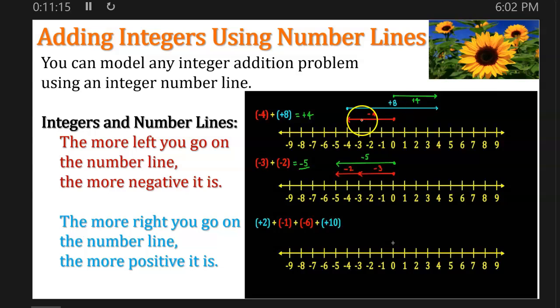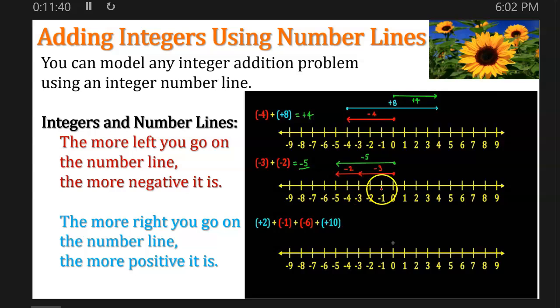Okay, so the first time we went in the negative direction. Now we're starting from here and moving 8 spaces in the positive direction. And where I end up is at the +4. So that's why the answer here in green is +4, because that's where I ended up after adding this +8 to this -4.